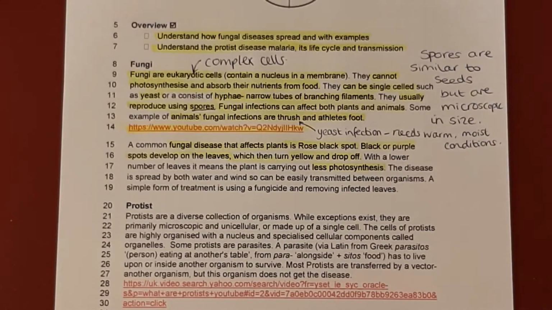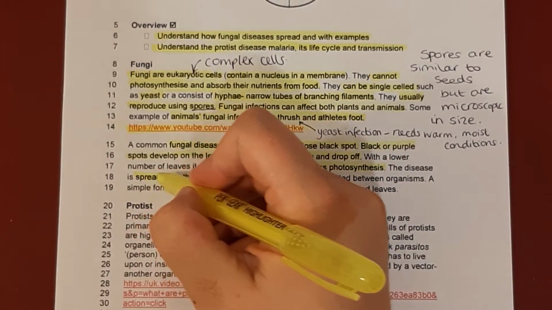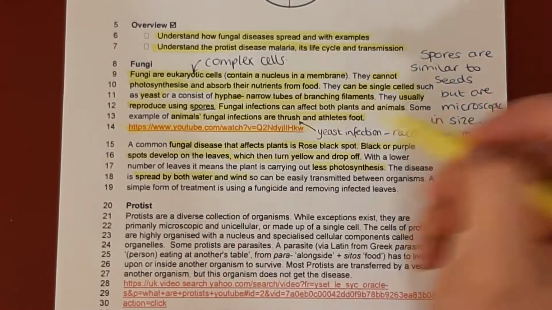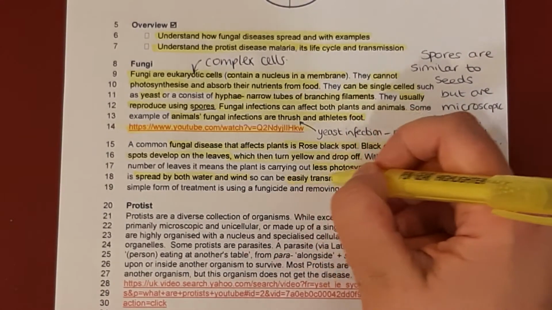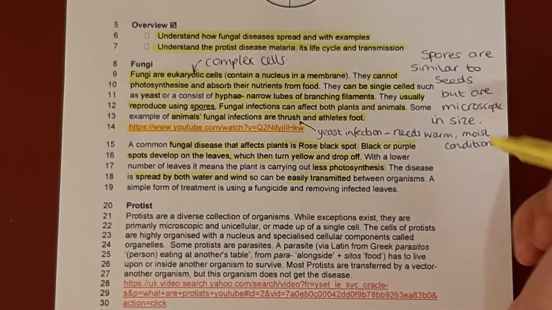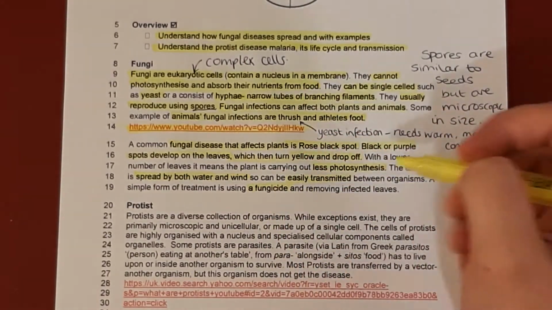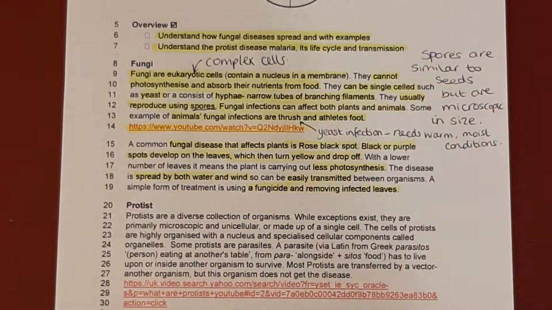The disease can be spread by water and wind, so it's very easy for this to be transmitted between plants. A simple form of treatment is using a fungicide, and also you can remove the infected leaves. So it's very easy to treat, easy to catch, easy to treat.